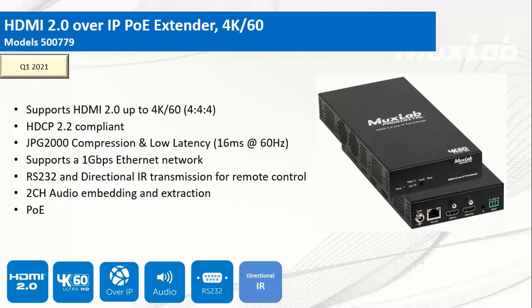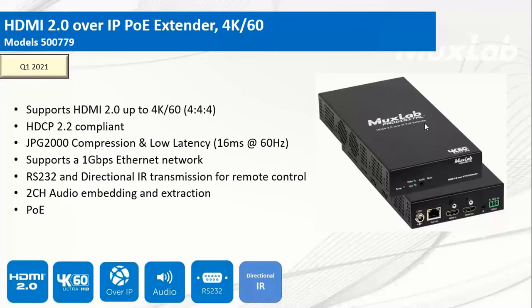In addition to the HDMI signal, you can also send RS-232, IR, as well as an additional audio channel along with the audio that's already embedded in the HDMI. So it gives you a fair amount of flexibility. And because this runs on a 1 gig network, this device will also support PoE, power over Ethernet, so you don't need a power supply with it. You can draw power from your Ethernet switch.